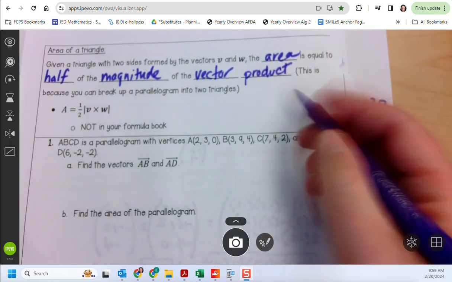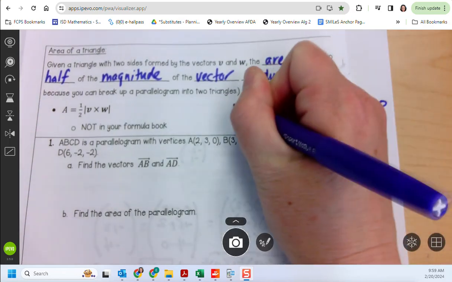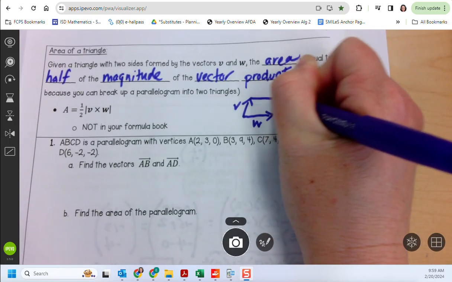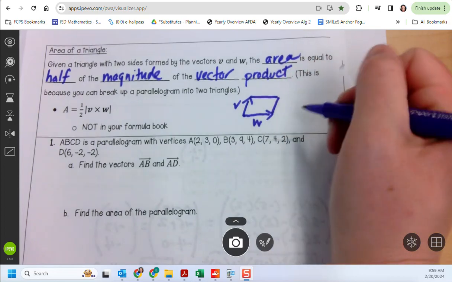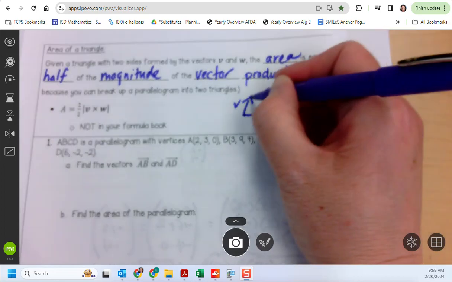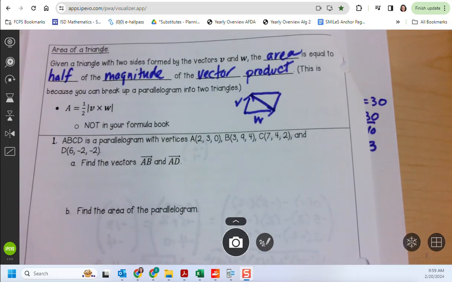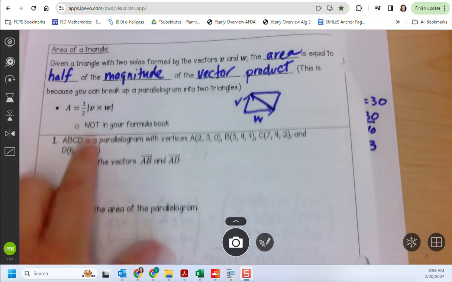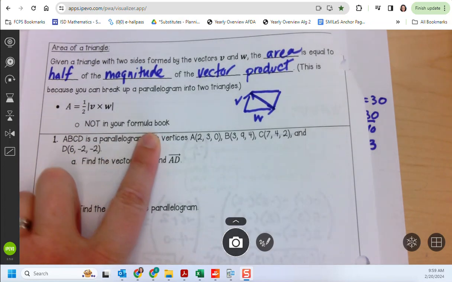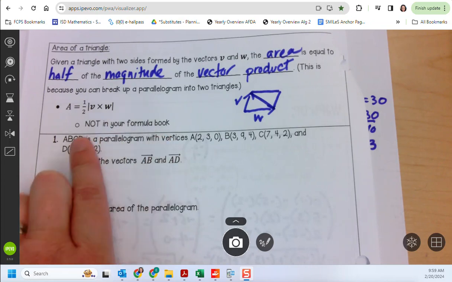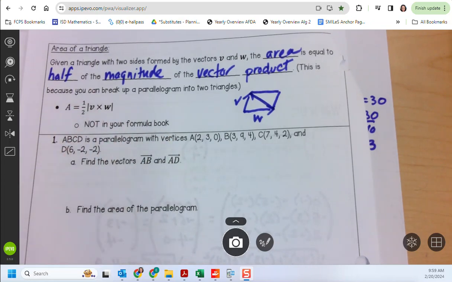Okay. So if I had v and I had w, then I could have a parallelogram, right? And it would have an area. And if I made a triangle with v and w, you see how that would be half the area of the parallelogram? Okay, so that part makes perfect sense, but it's not in your formula book. So that's something that you just need to remember, that a triangle is half a parallelogram. So, half the magnitude of the vector product.